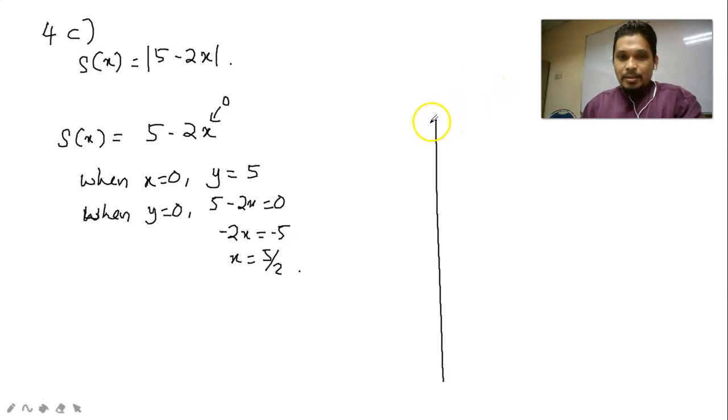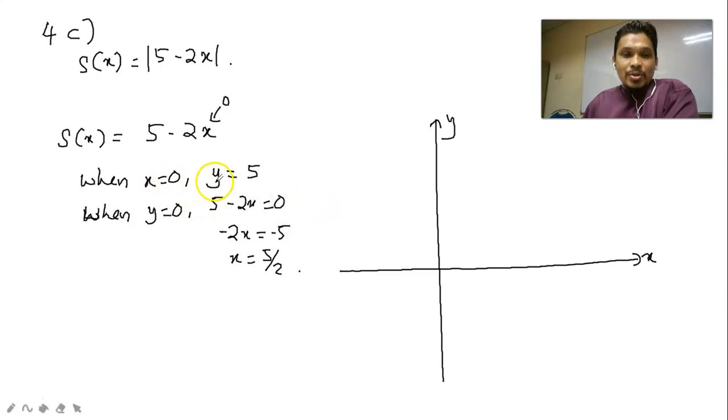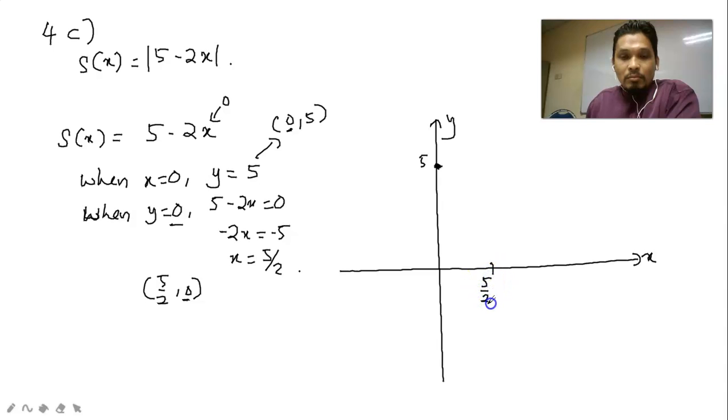Okay. So then y and x. When x equals 0, y equals 5, which means this is the coordinate (0, 5). When x equals 0, the coordinate lies on the y-axis. This is where 5 is here. And then for this one, when y equals 0, the coordinate is (5/2, 0). When y equals 0, the coordinate lies on the x-axis, which is 5 over 2.